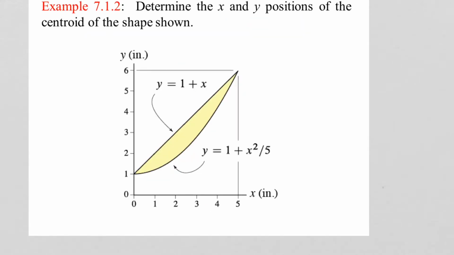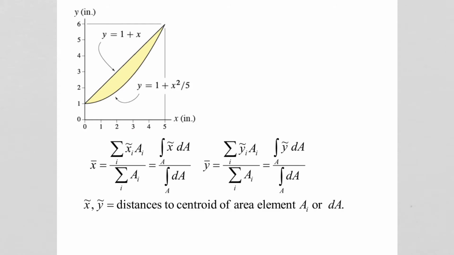In this example, we have two equations that are defining this yellow shape. This equation here for the top is y equals 1 plus x, and the bottom one, of course, is y equals 1 plus x squared over 5. And we want to find the centroid of this yellow shape. So again, we're going to use these equations, and if we look at the bottom, this integral on the bottom is actually just the area of that shape. So how do we find that area of that shape? Let's look in on that.